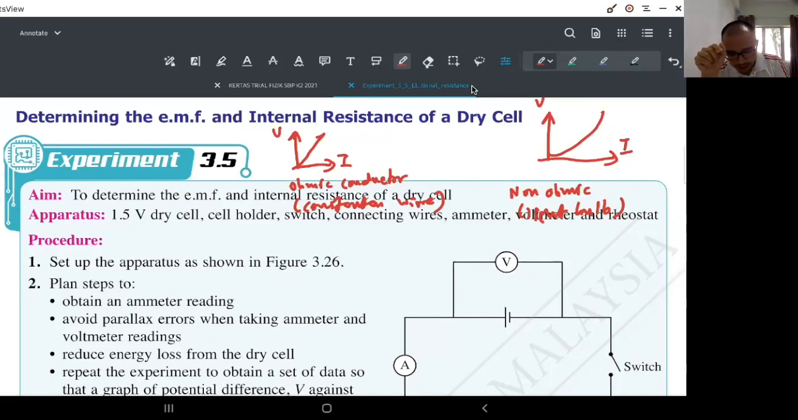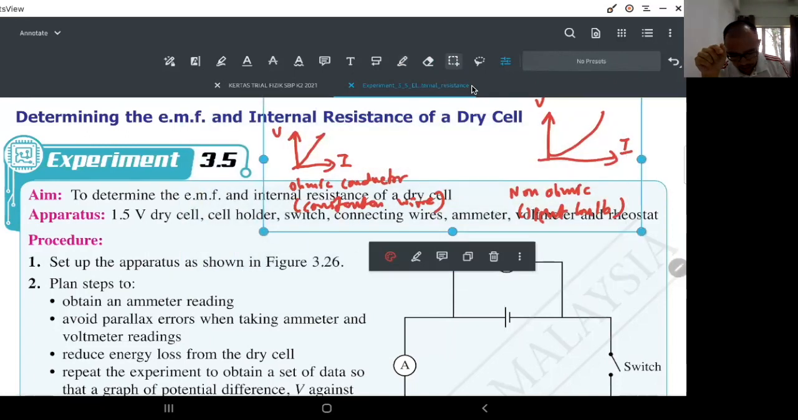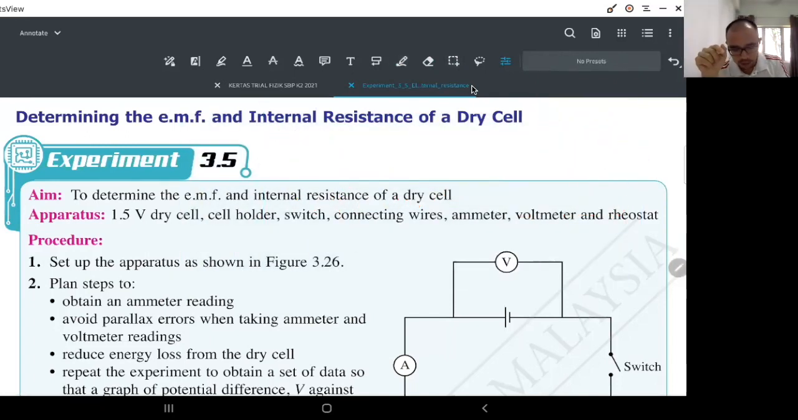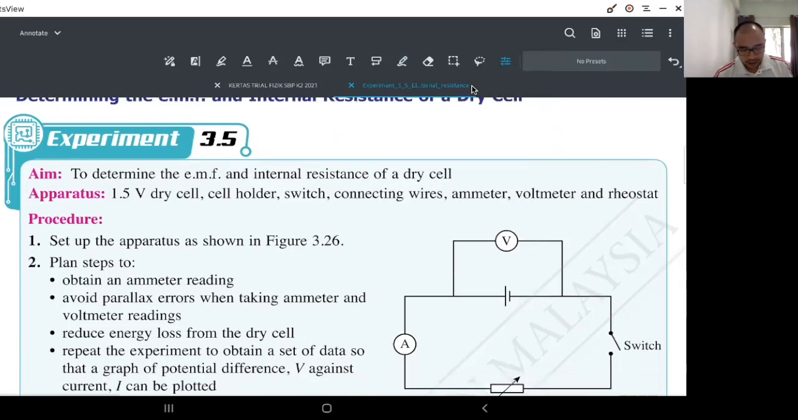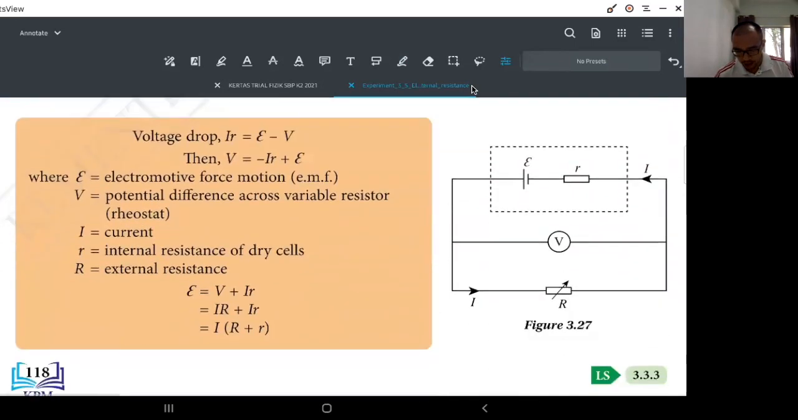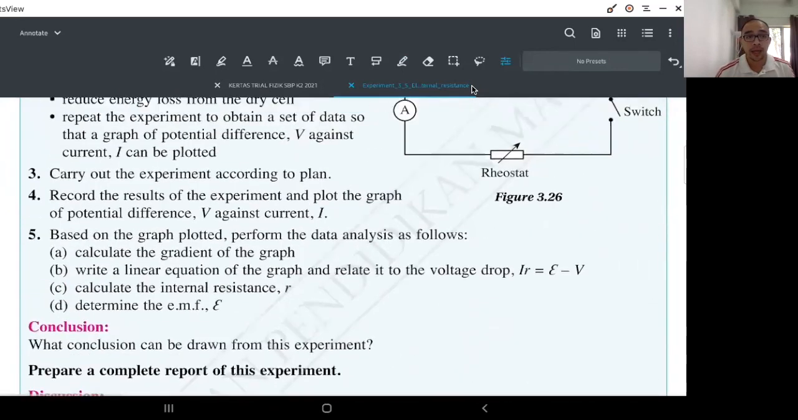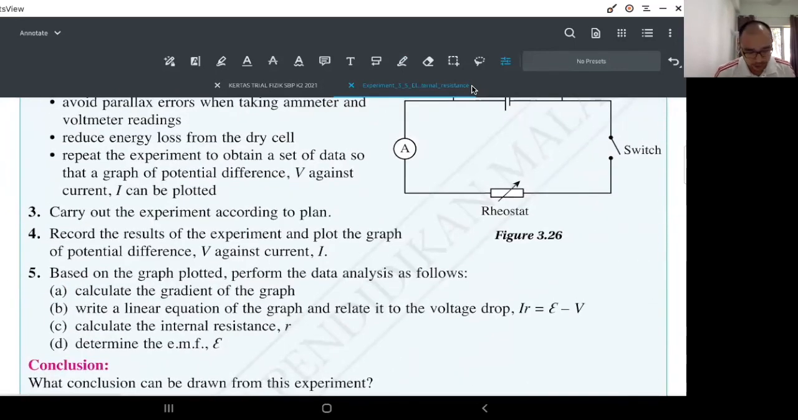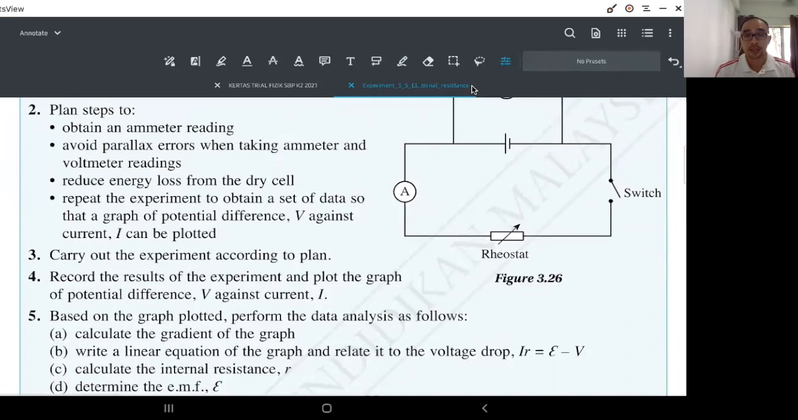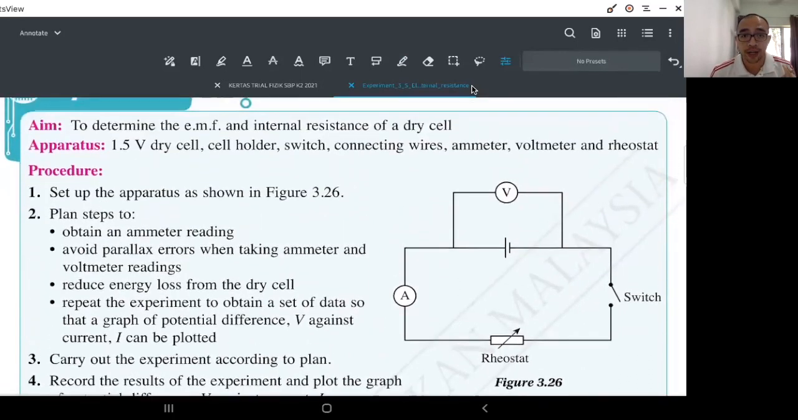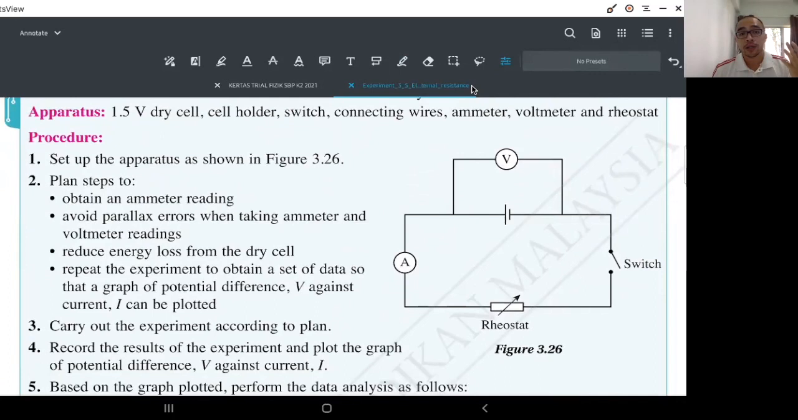But the third graph, which I didn't really do the experiment for, but I feel that we should cover, is the EMF experiment. It is the experiment to determine the value of the EMF and the internal resistance. In your textbook, on page 118, you will see a possible example of an experiment, which will be considered an open experiment.